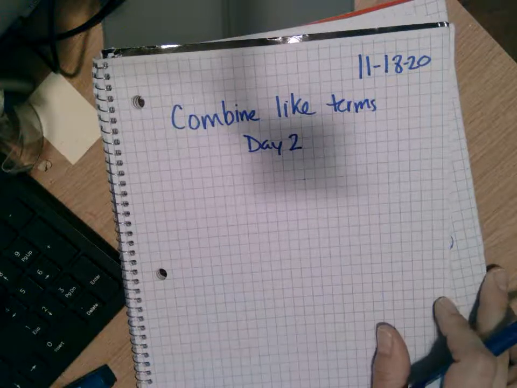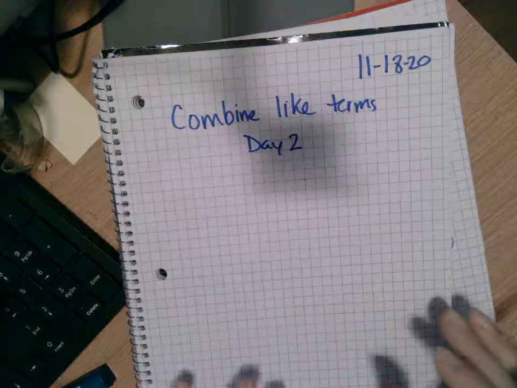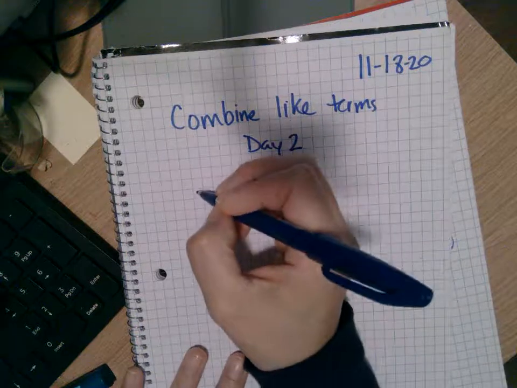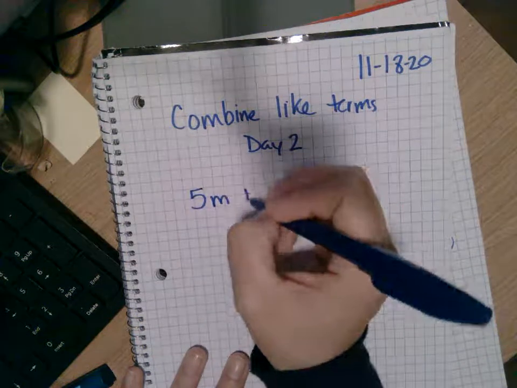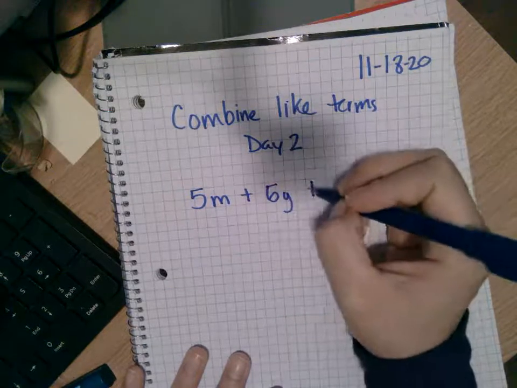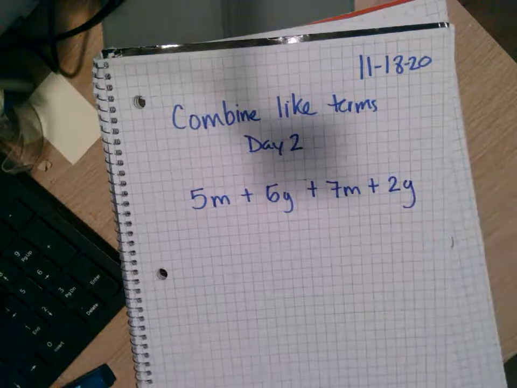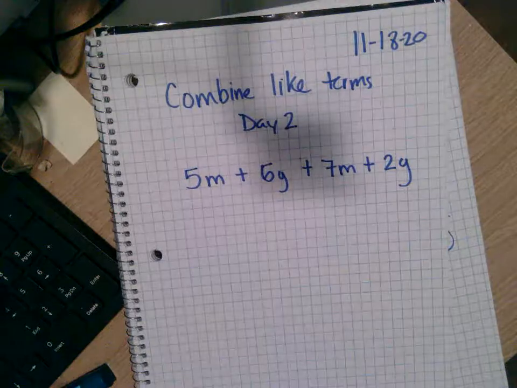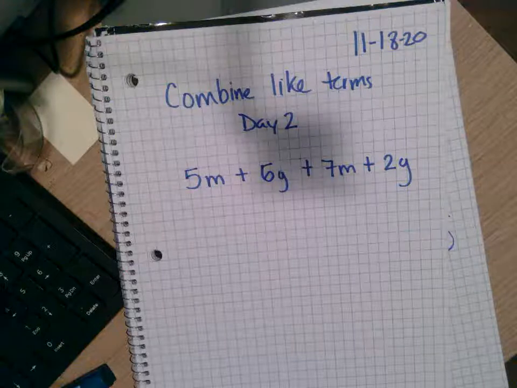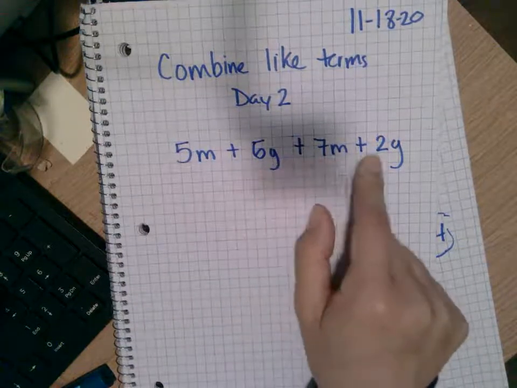All right, so on Monday we learned about combining like terms: put the x's together, and then put the numbers without any variables. So today is going to be a little bit different, but same idea. 5m plus 6y plus 7m plus 2y. Sorry, my 6 kind of came out funny.